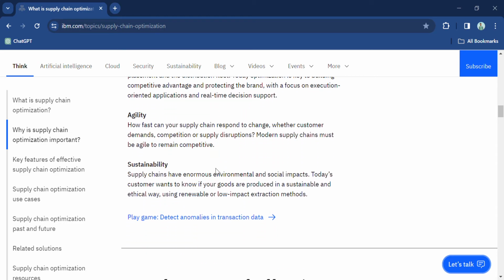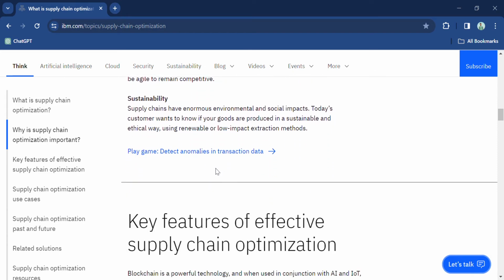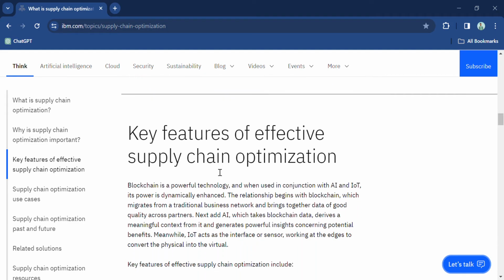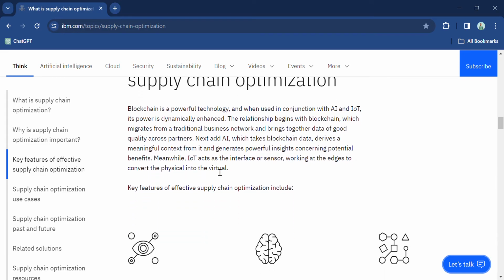Agility. How fast can your supply chain respond to change? Whether customer demands, competition, or supply disruptions, modern supply chains must be agile to remain competitive. Sustainability. Supply chains have numerous environmental and social impacts. Today's customer wants to know if your goods are produced in a sustainable and ethical way, using renewable or low impact extraction methods.